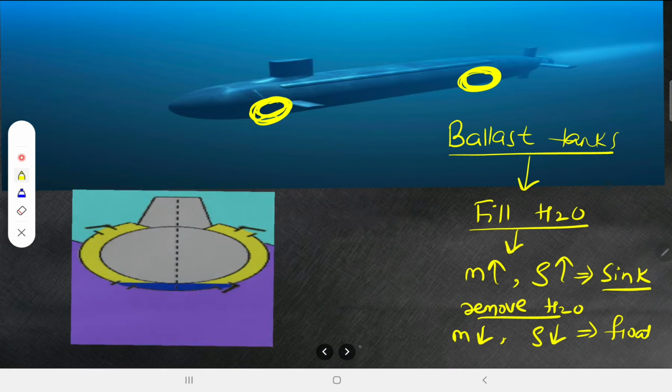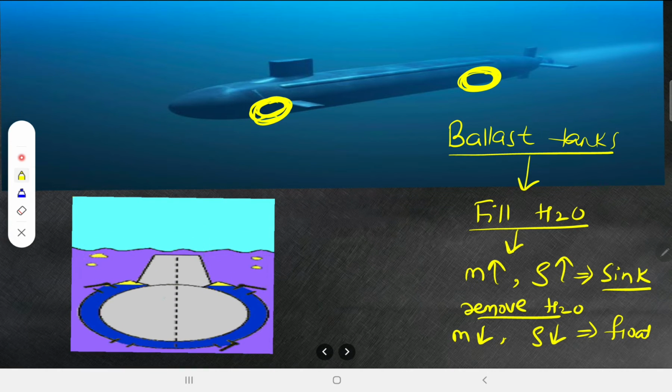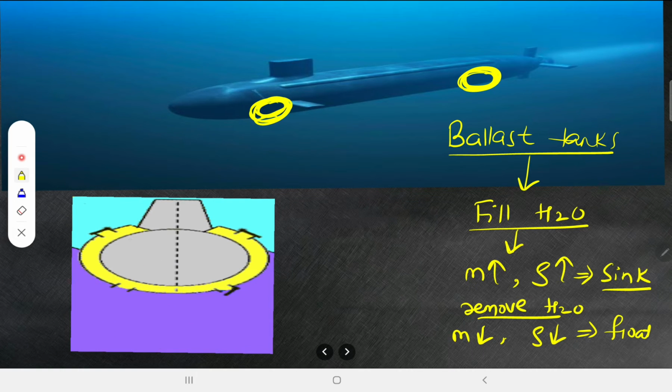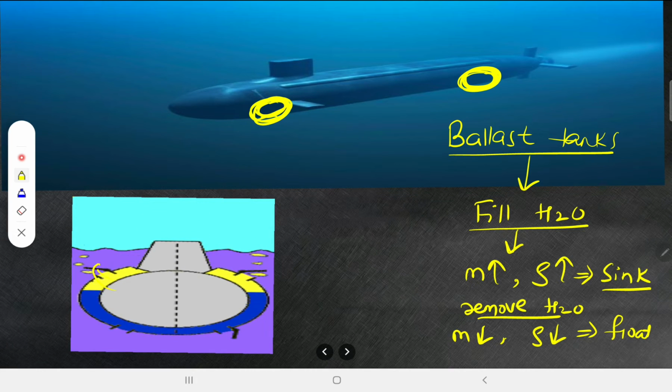Now to show you that mechanism, look at this. This is one schematic diagram here. Now what is happening here? Now water is filling. Look at this blue color they are showing here. So water is getting filled here.